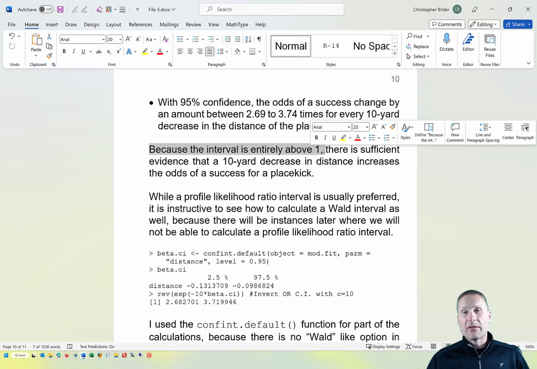We have shown that. Also, something that I think I failed to mention before is that this interval is above 1 here. So what that says is for a 10-yard decrease, my odds of success increase for making the place kick. And this corresponds to what football fans would expect, and that is that the shorter the distance for the place kick, the higher the probability of success, or equivalently the higher the odds of success.